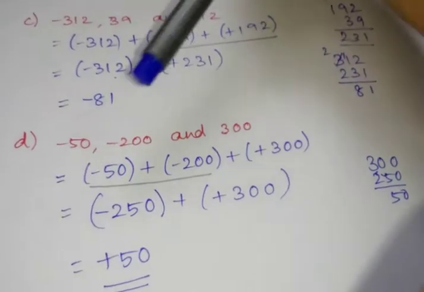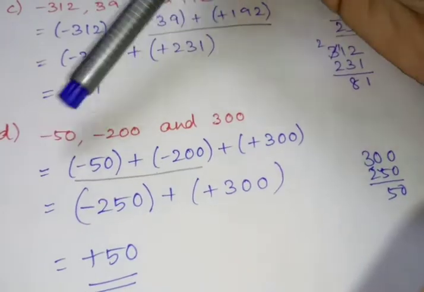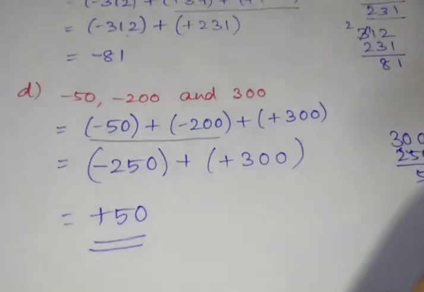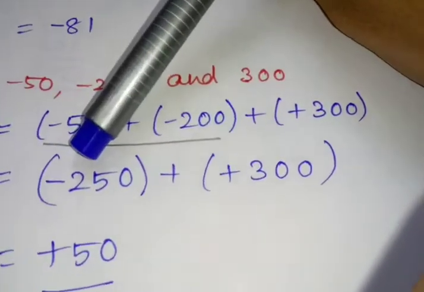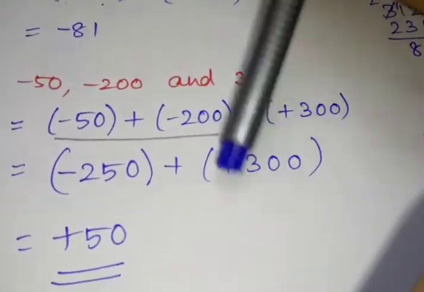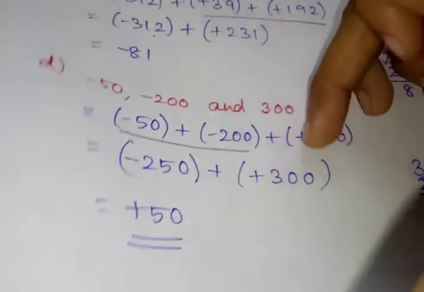Understood? If there are three numbers, first take the ones which have the same signs. Do that first, and with that answer you do the last one. Okay, it will be very easy if you do it like this.